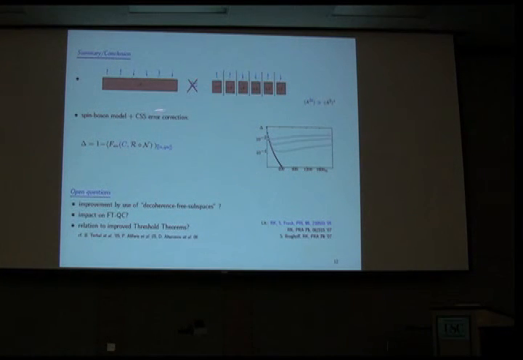And of course, I've answered one question, but at the same time, I think there are many new open questions. So of course, I expect there can be an improvement by using decoherence-free subspaces. And I'm not sure about the impact on fault-tolerant quantum computation. And I'm also not so sure whether these results say something also about the quite new results on improved threshold theorems. Okay, that's what I want to say, and thank you.